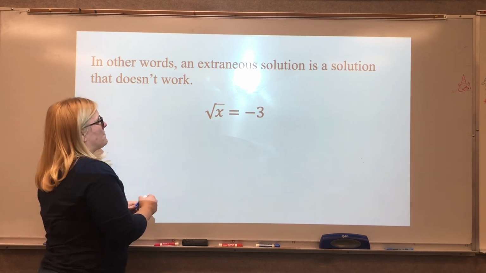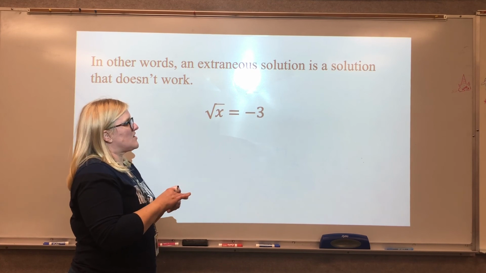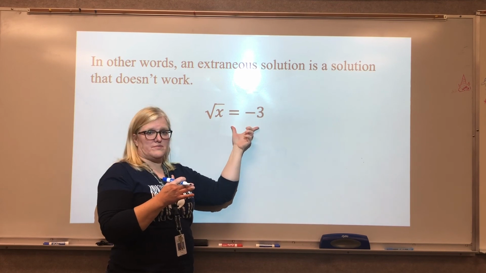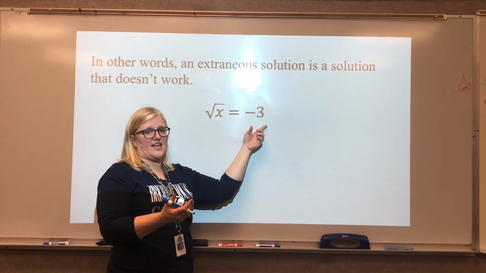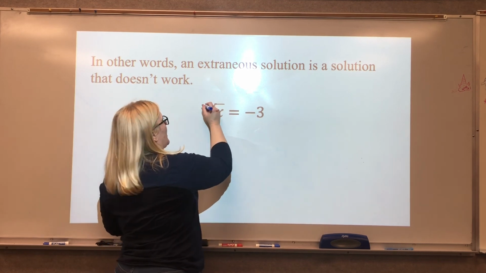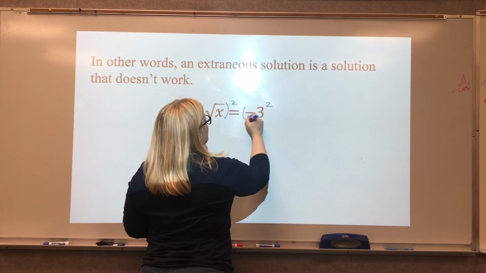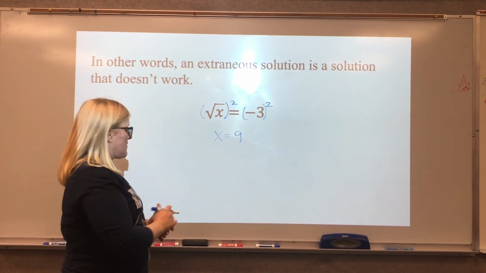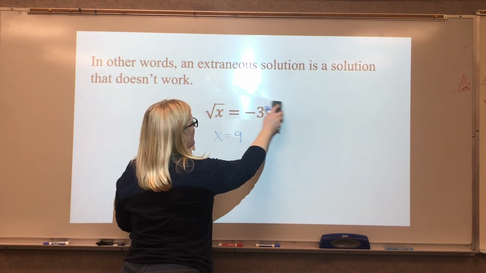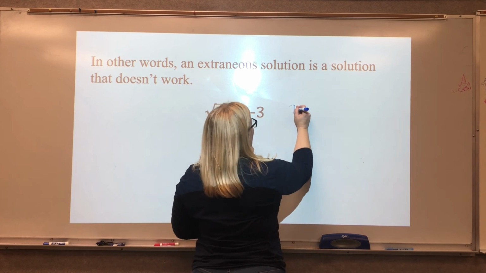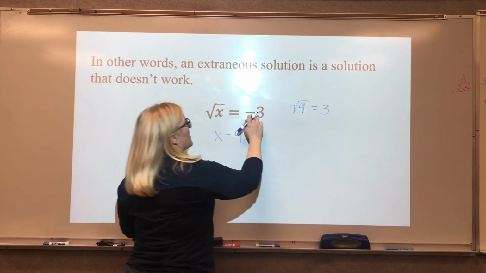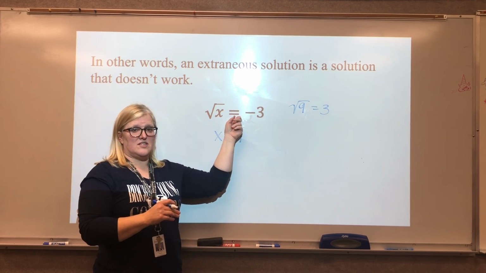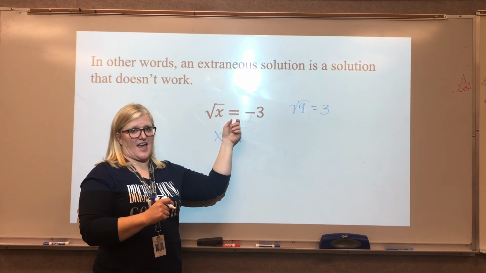For example, here I have the square root of x equals -3. Hopefully you'll look at it and go, well, that's impossible. I can't take the square root of a number and get something negative. But let's say I don't see that, and I just square both sides, and I get x equals 9. Now when I put that back into my original equation, I get the square root of 9 equals 3, not -3. So it appears to have a solution, but it actually doesn't have one.